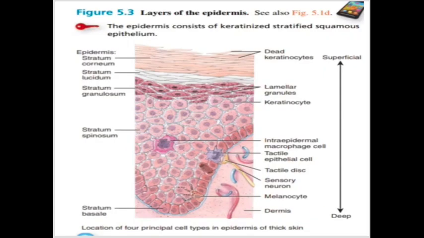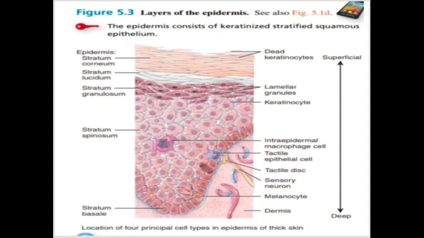Now here in this slide you can see different layers of the epidermis. The epidermis basically consists of five different layers, that is stratum basale, stratum spinosum, stratum granulosum, stratum lucidum, and stratum corneum. Stratum corneum is the topmost layer, the outermost layer of the epidermis. Stratum basale is the deepest layer.